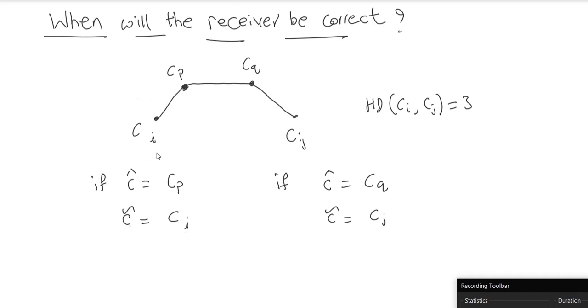Let's say CI was transmitted and there was one error and you received CP, and the receiver says, okay, C tilde is equal to CI, then the receiver will be correct. But if CI was transmitted and there were 2 errors and we received a CQ, in this case, the receiver will say CJ was transmitted and the receiver will be wrong.